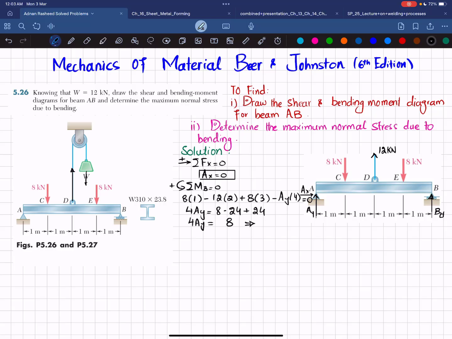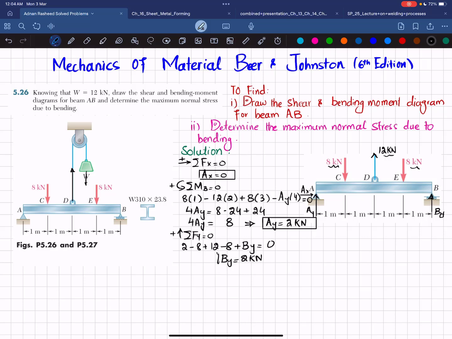And from here you will get Ay will be equal to 8 divided by 4, which is equal to 2 kilonewton. Now we'll find the last unknown, which is By, that can be obtained by using the third equation of equilibrium, that sum of all forces along y direction must be equal to 0, and upward force is taken as positive. So Ay, which is upward, so plus 2 minus 8 plus 12 minus 8 minus 8 plus 12 minus 8 plus By is equal to 0. Okay, so you can see this 8, 8 minus 16 plus 12 is minus 4 plus 2 is minus 2, so By will be equal to 2 kilonewton.